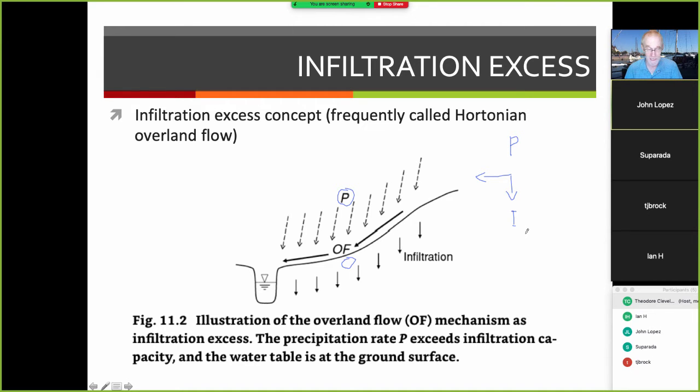So the infiltration excess is a pretty common concept that's implicitly employed in many of our computational approaches to explaining runoff. So this figure is taken from Brutsaert's text, and in the diagram, the precipitation rate P is exceeding the infiltration capacity, the ability of water to infiltrate. So what's left over becomes overland flow, makes its way off to that stream.